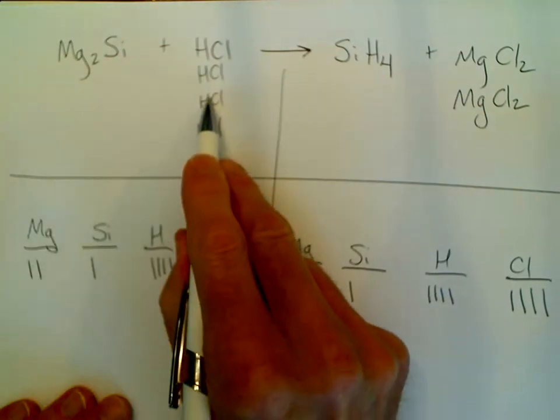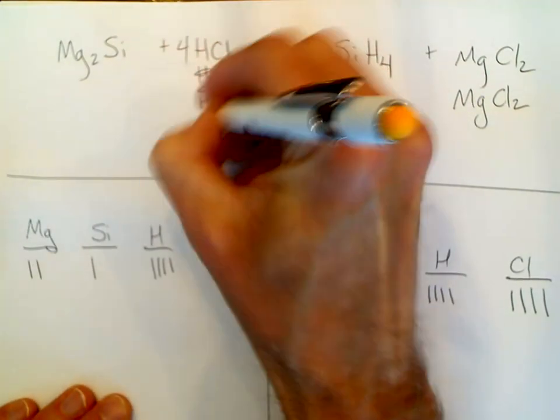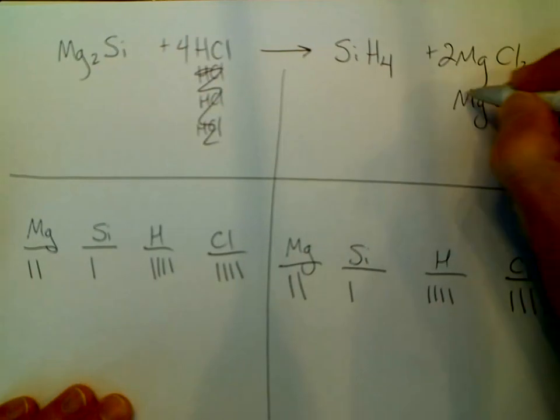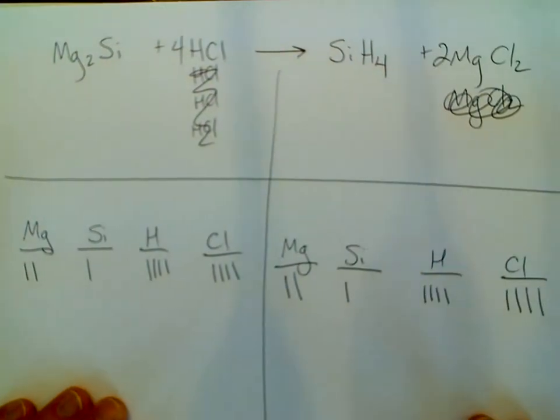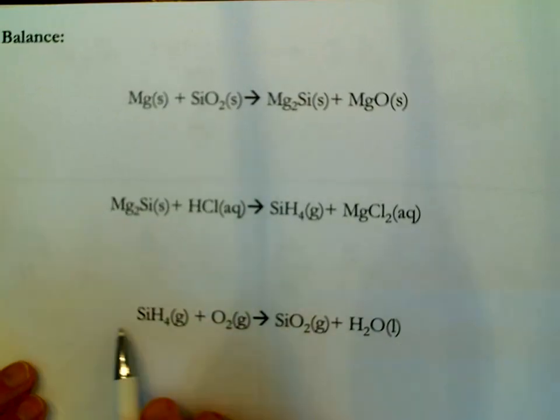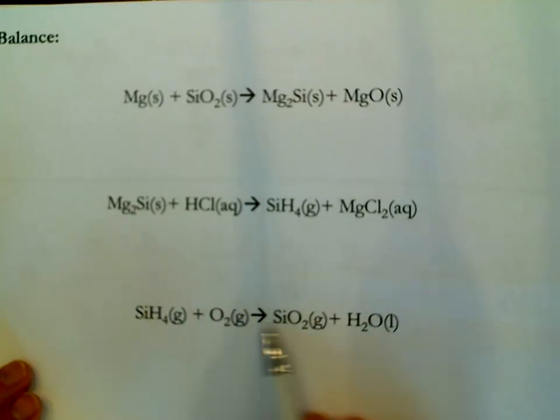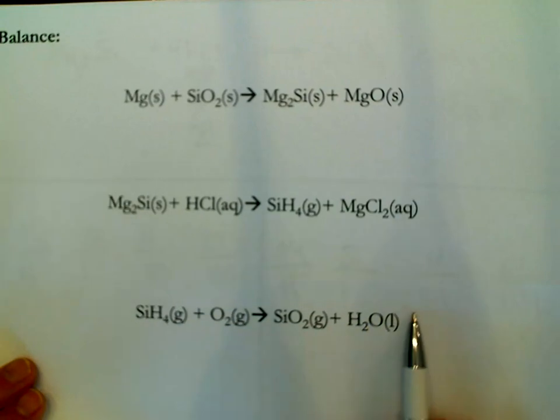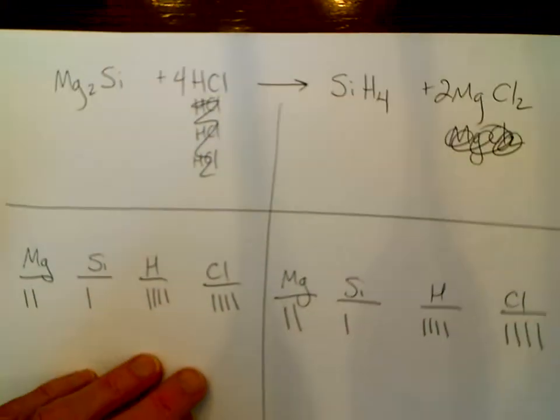And I will write 1, 2, 3, 4 in front of the HCl's. And I will write a 2 in front of the magnesium chlorides. And this is a balanced chemical equation. I'll leave this one for you to try on your own. If you're having trouble with that, talk to your TA, send me an email or whatever, if you're having trouble with this. Let's move on to this slide here.